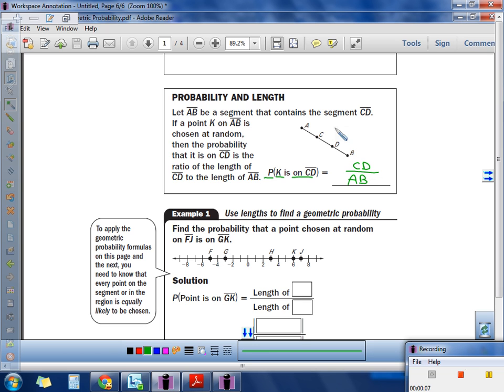So a lot of times if they were numbers like 5, you could plug in the numbers. CD would be 5 units long, and the total would be 5 plus 5 plus 5, which is 15. You could simplify that down to 1/3, and you could simplify that to 33.3%.